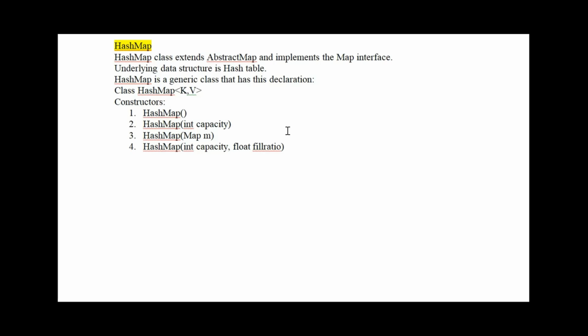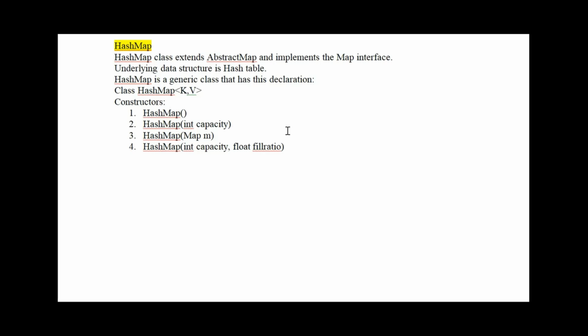The fill ratio means the percentage of fullness at which the HashMap is doubled. Generally, the fill ratio is 75%. When the HashMap is 75% full, the capacity is increased. If you don't want that 75%, you can customize it by providing the fill ratio in the fourth constructor.